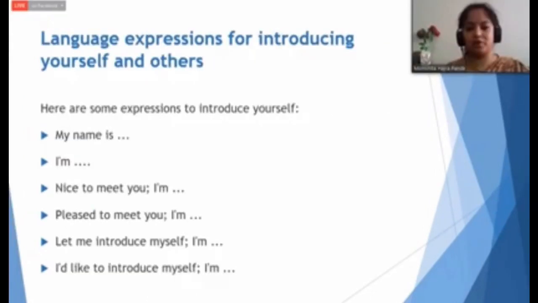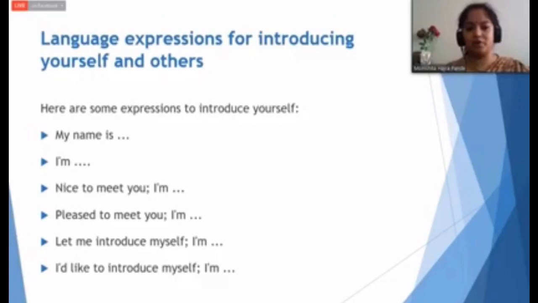Here are some language expressions for introducing yourself and others. Usually the communication between people is of three kinds. One is formal, the next one is semi-formal, and the other one is informal. For example, my name is Madhavi. I am working as a teacher in so and so school. This is the kind of expression from formal to informal.